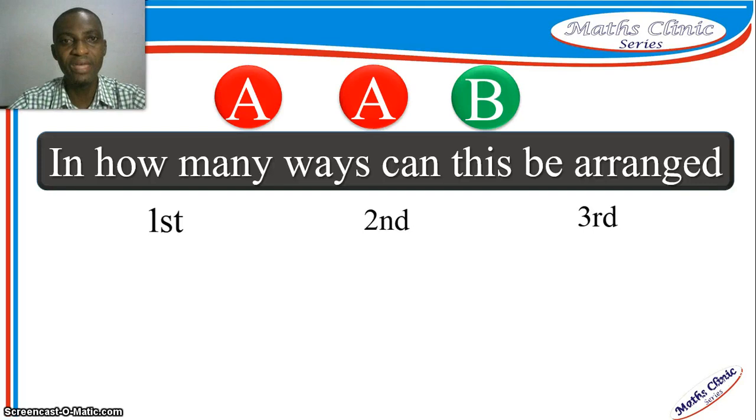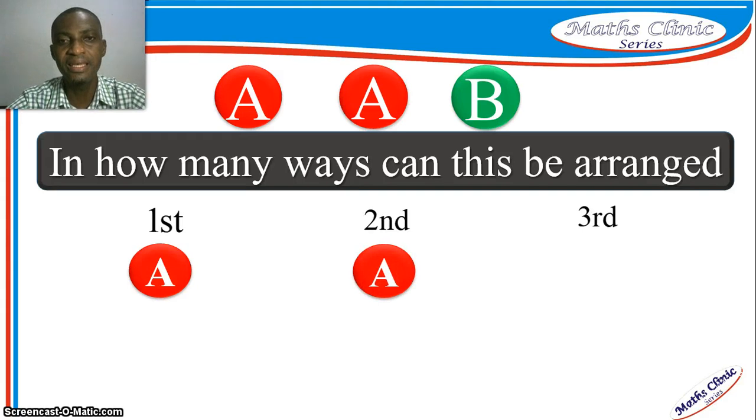Now this time around we have A, A and B, meaning we have three letters here, but two of them are repeating. In how many ways can we arrange these three letters with two of the A's repeating? Now, in arranging it, we can put maybe the first A here, put the next A here, put B here. This is one way of arranging in a row.